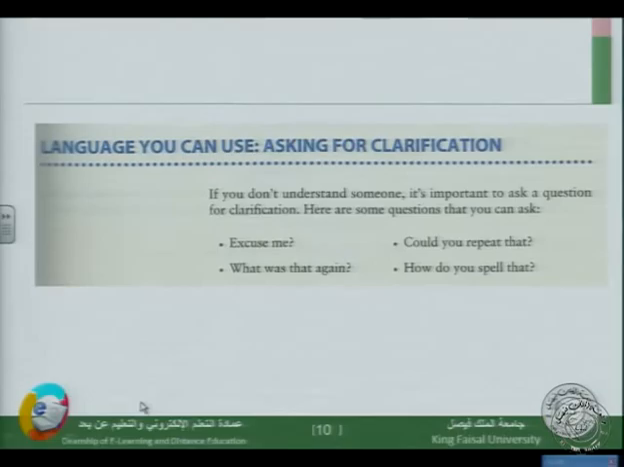So what should you say? You should say, excuse me, could you repeat that again? How was that again? How was reduction again? Could you repeat what we have said about reductions? How do you spell the reduction? So all of these questions are common questions that you need to use when you ask for clarification. So please also have a look at this part of the lessons we have taken. Okay.